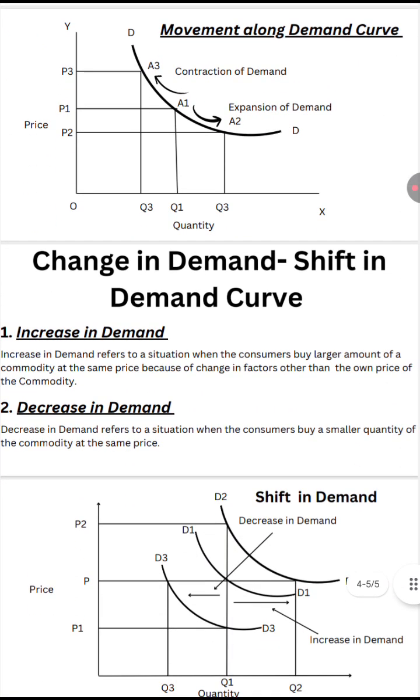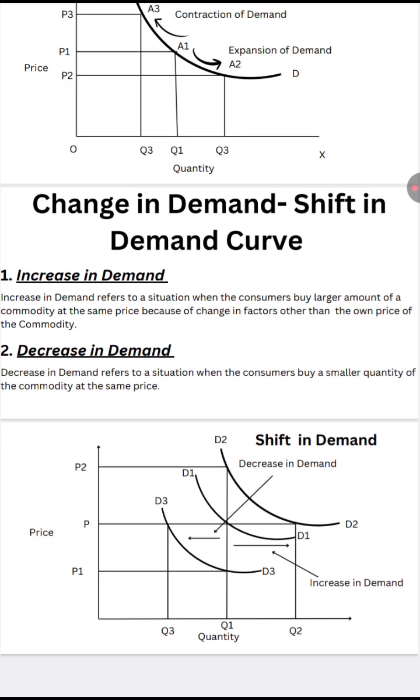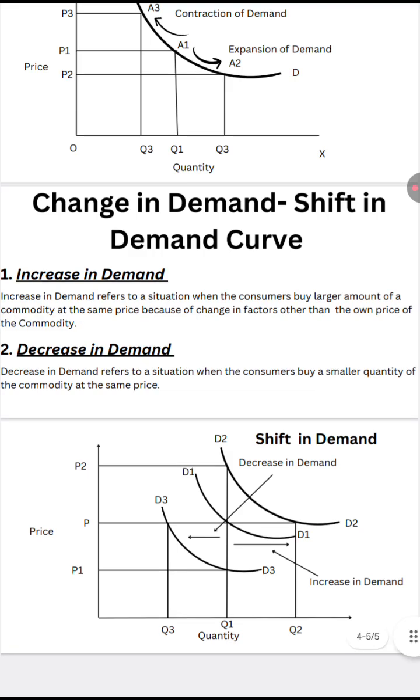If we talk about shift in demand curve, here we keep the price constant and take all the other factors as variables, they'll be independent. Only the price we keep constant in a shift of the demand curve. There will be a change in demand due to various factors like income, taste, trends, fashions, all these things. And here the price will remain constant.